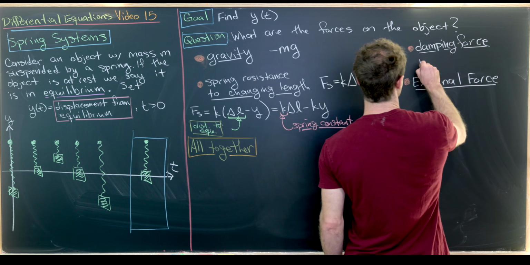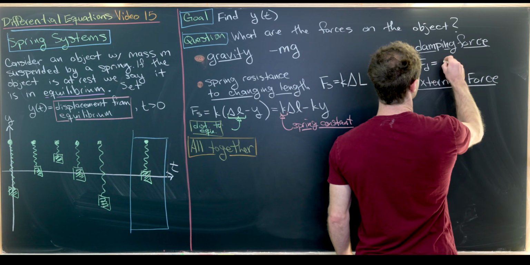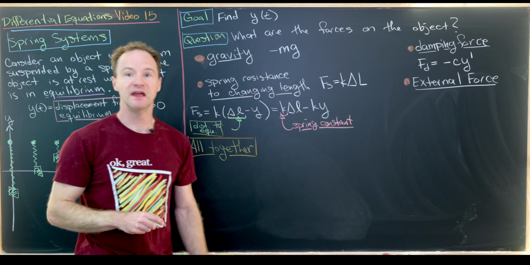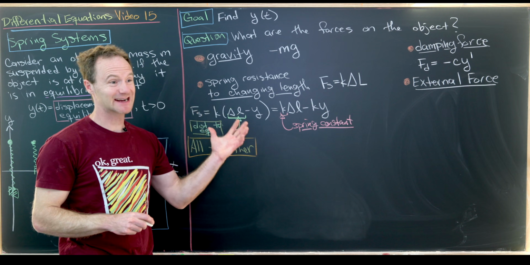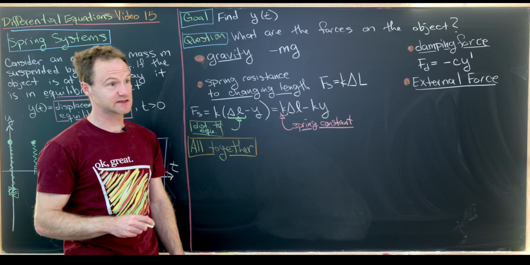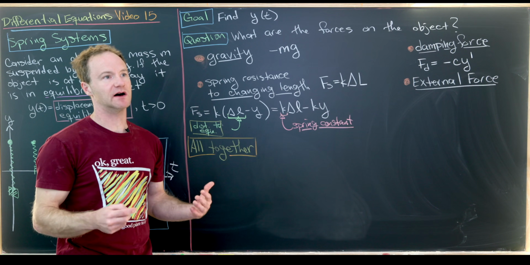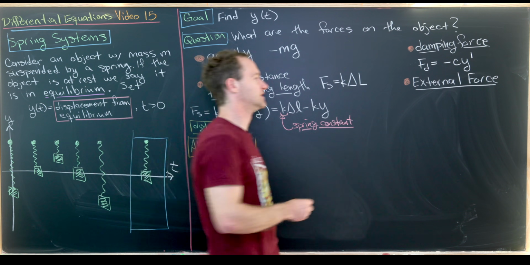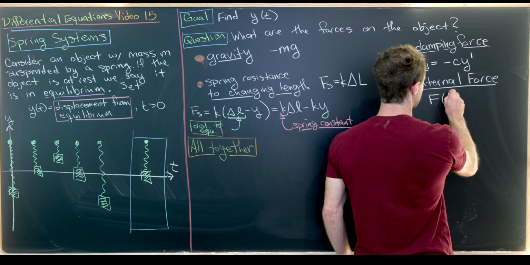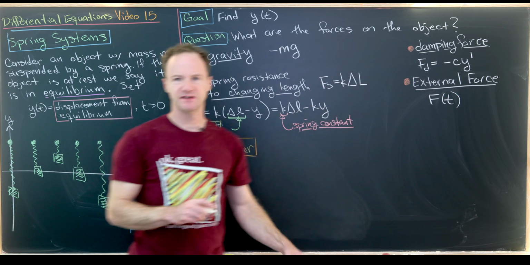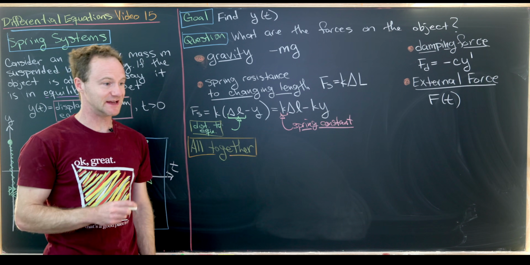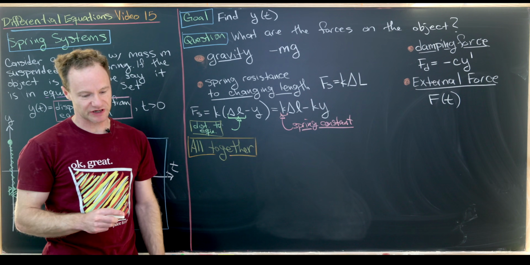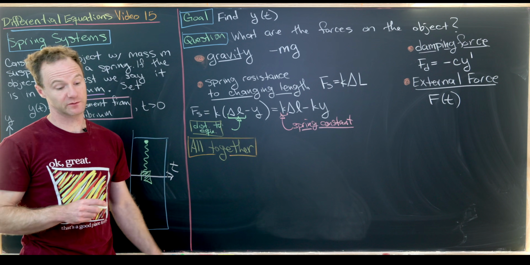So we can say this F sub d, the damping force, is minus c times y prime. And it's negative because it's acting to decrease the displacement of the spring. And then we've got an external force, and this is just going to be a function f of t. And this could be like something that's moving into the spring. And this is some force that's acting on the object. And this could come from a number of different places.